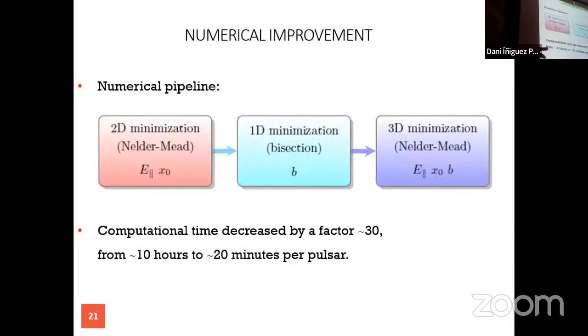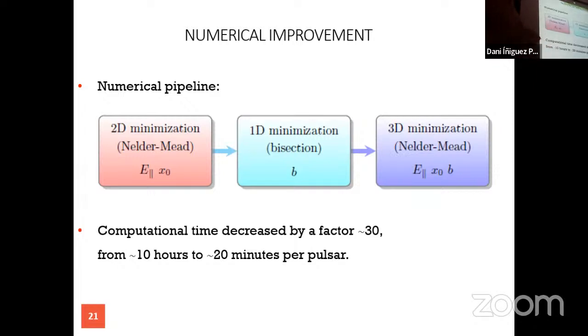Now, we implemented a numerical pipeline consisting of 3 different steps. The first one was a 2-dimensional Nelder-Mead, in which a parallel and X0 were left free, and B was fixed to a fiducial value of 3. After that, a 1D section in which B was left free and a parallel and X0 were fixed to the best values found here. And finally, a 3D Nelder-Mead minimization where all the 3 parameters were left free.